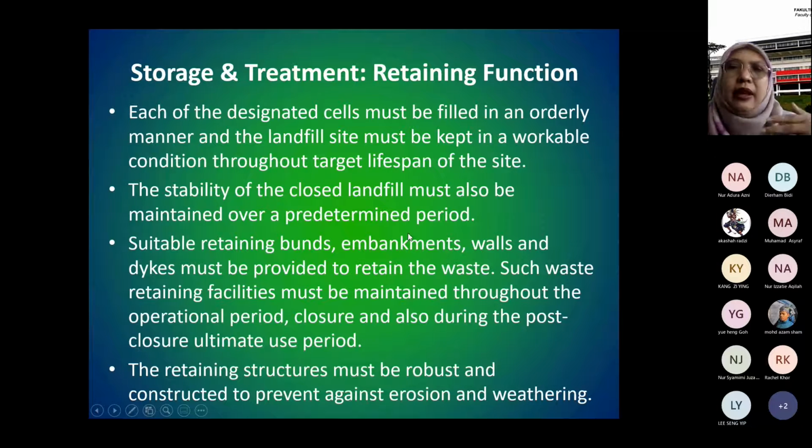After the landfill is closed, there should be maintenance of the landfill itself. We also need to provide suitable retaining bonds. I will explain that later. Retaining bonds, embankments, walls, and dikes must be provided to retain the waste. Such waste retaining must be maintained throughout the operational period, closure, and also the post-closure. Meaning in the operation, during closure of the landfill, and after closure, probably around 10 years after it has been closed. After a landfill is closed, maintenance of the landfill should still be continued.